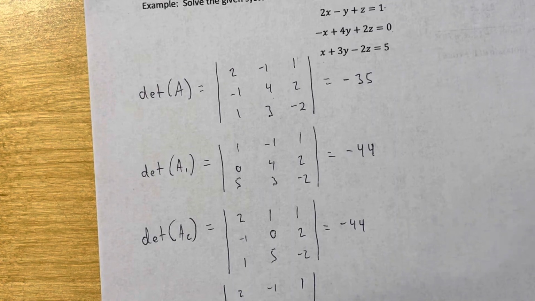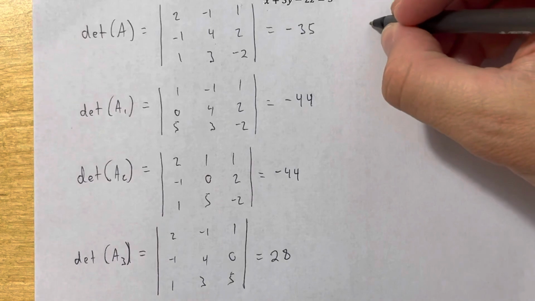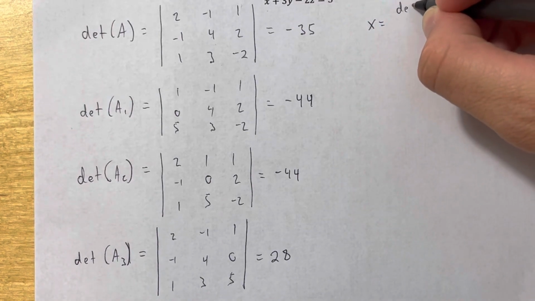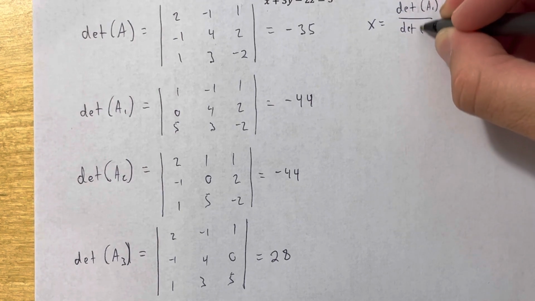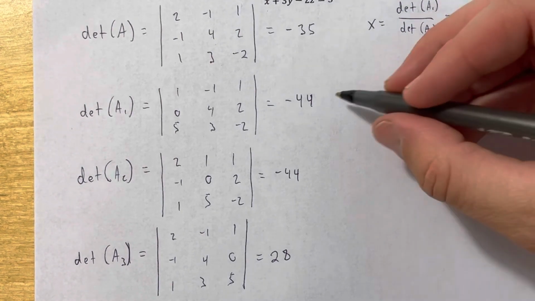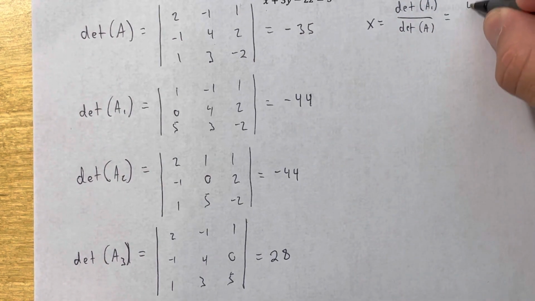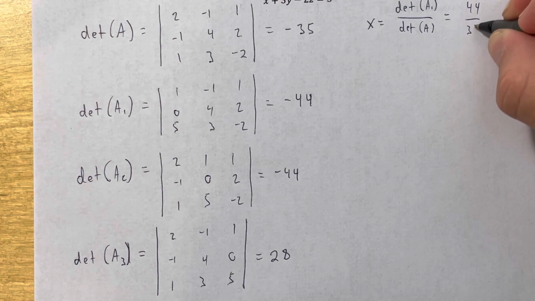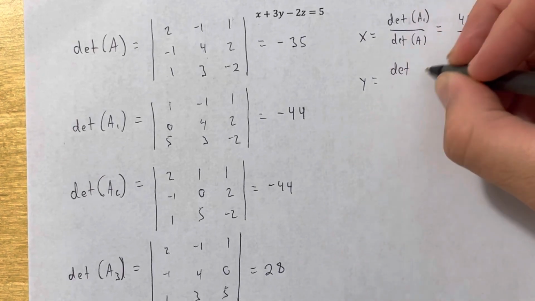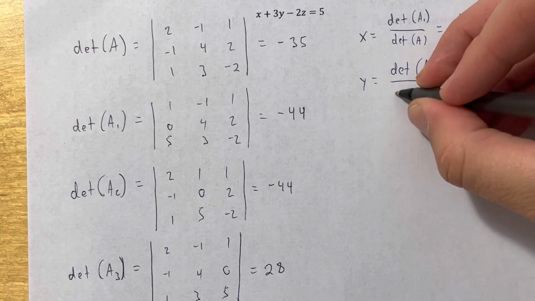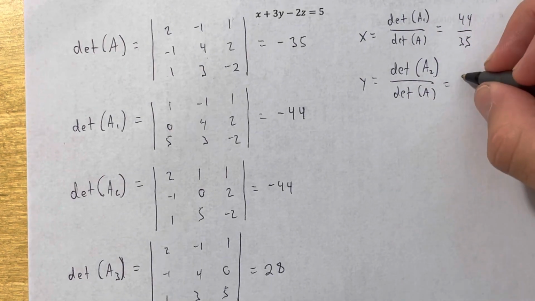According to Cramer's rule, for the solutions to this linear system, x is going to equal the determinant of A1 over the determinant of A. In this case, that turns out to be -44 over -35, which I can cancel the negatives and call 44 over 35. Y is equal to the determinant of A2 over the determinant of A.